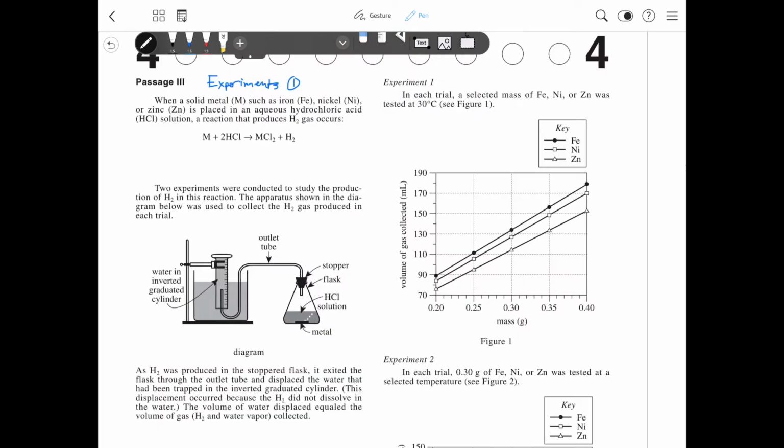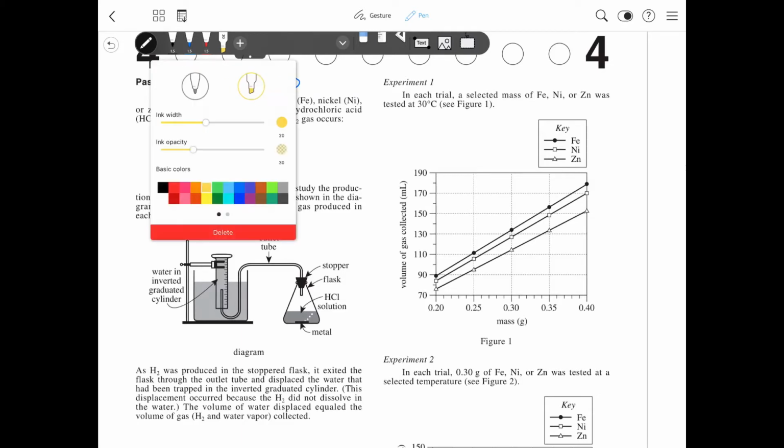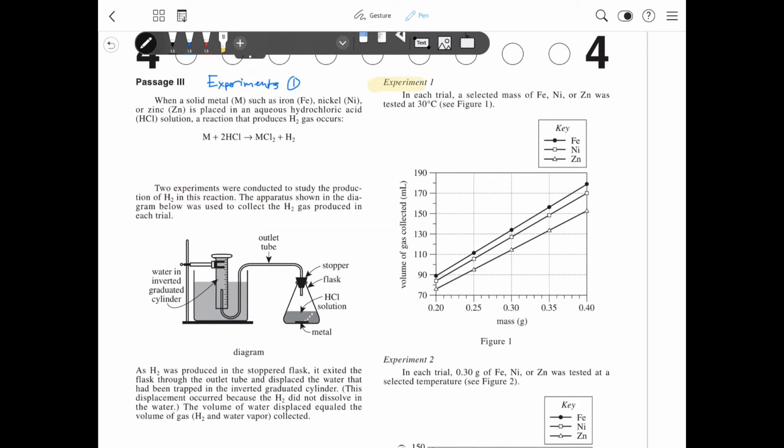For the third passage, we have the experiments passage. Like I said earlier, this is the most abundant type of passage that you're going to see on the science section. One of the ways you can identify whether or not you're on the experiments passage is by looking for these labels that quite literally say Experiment 1 and Experiment 2. The word experiment is interchangeable with study, so be careful of that.